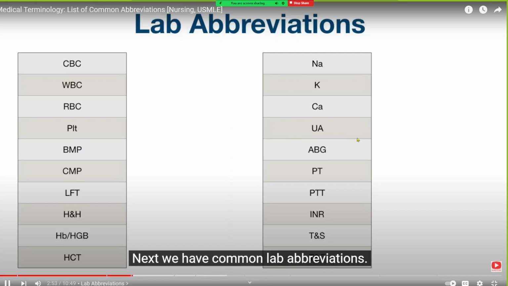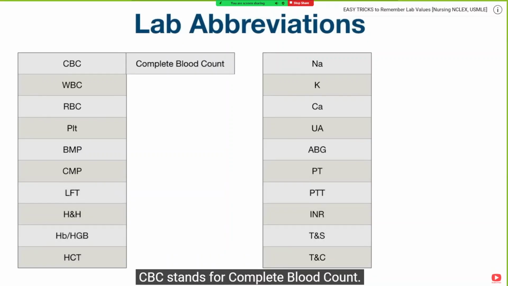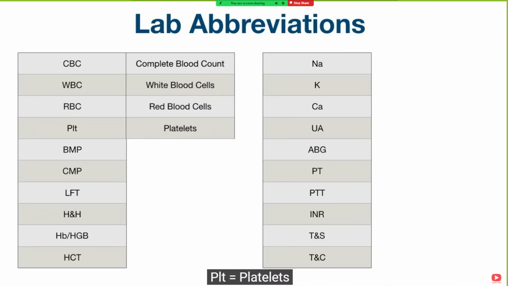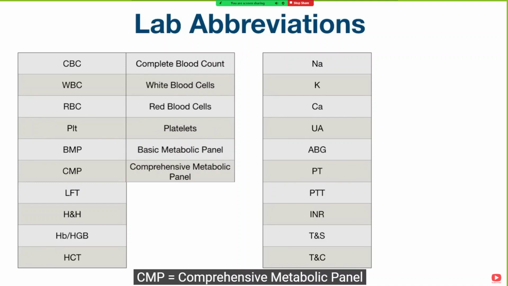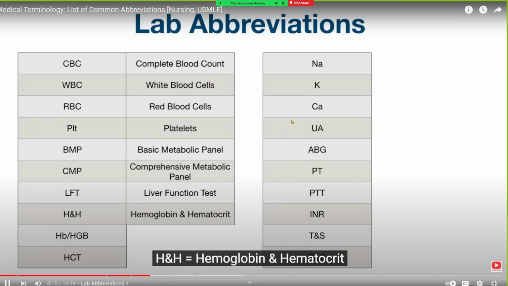Next, we have common lab abbreviations. How many of these can you name before looking at the answers? CBC stands for complete blood count. WBC, white blood cells. RBC, red blood cells. PLT, platelets. BMP, basic metabolic panel. CMP, comprehensive metabolic panel. LFT, liver function test. H&H, hemoglobin and hematocrit.